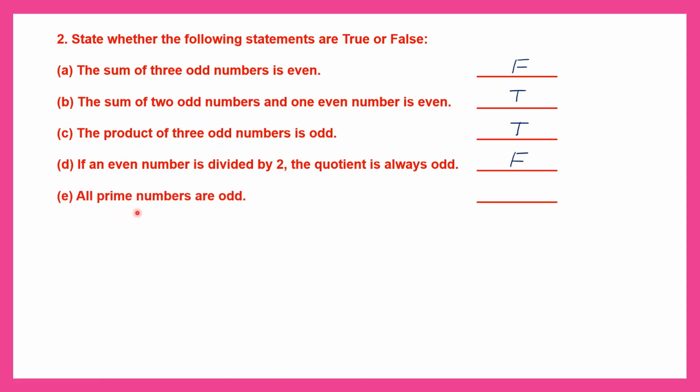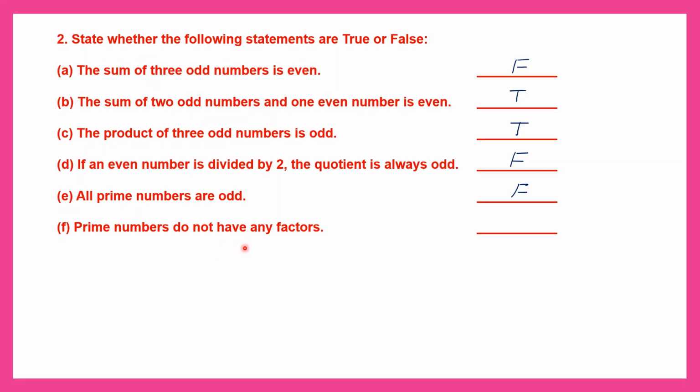Question E. All prime numbers are odd. Okay, now let's write down the first few prime numbers. 2, 3, 5, 7 and so on. Now all prime numbers are odd, the statement says, but look at the first prime number. First prime number is 2, which is an even number. So this statement which says all prime numbers are odd is false.